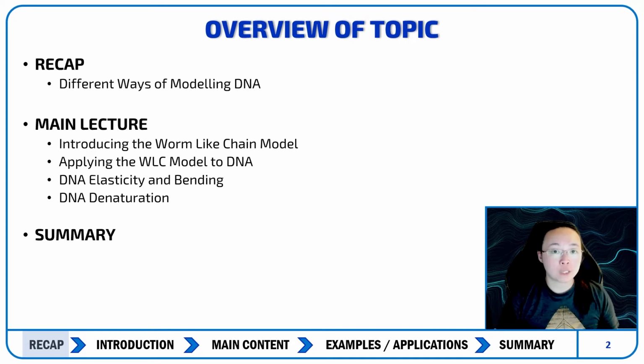So in the previous chapter, we took a look at different ways of modeling DNA. This chapter will focus specifically on the worm-like chain model. And with the worm-like chain model, we can then take a look at DNA elasticity, bending, and denaturation, and some other things. So once we discuss the worm-like chain model, we'll be able to apply it to DNA as well and discuss some of the mathematics that go behind looking at the energetics and the bending modulus of DNA.